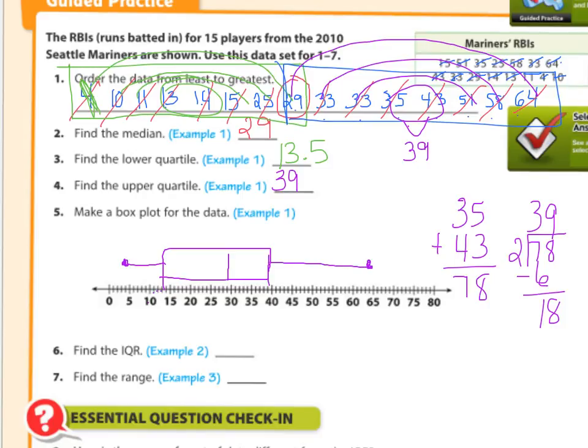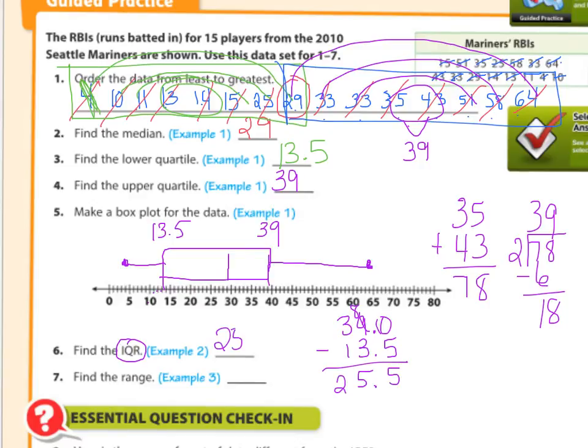Now let's find the interquartile range. Okay, so my smallest number here was 13 and a half, and my biggest number was 39. So the interquartile range, we're going to see how big that box is. So take 39. A range means that you subtract. So we're going to subtract those two numbers. And that's 25 and a half.